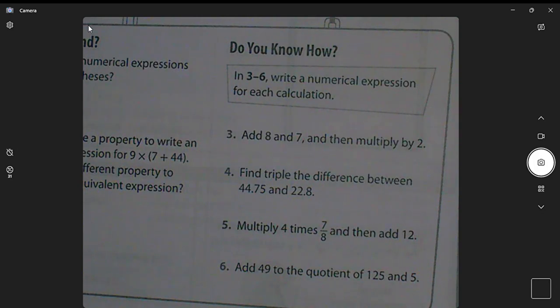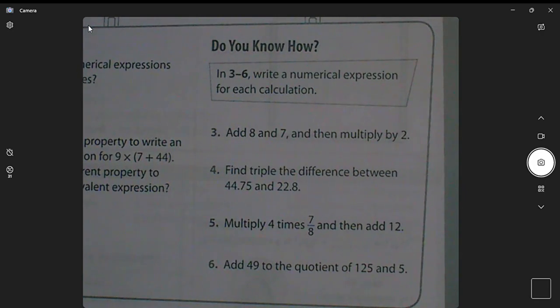Welcome back. Today we're going to learn how to write a numerical expression. Now, when I say I'm writing a numerical expression, I am not going to add an equal sign because that takes it from an expression to an equation. So, I'm going to follow the rules and write what it tells me.